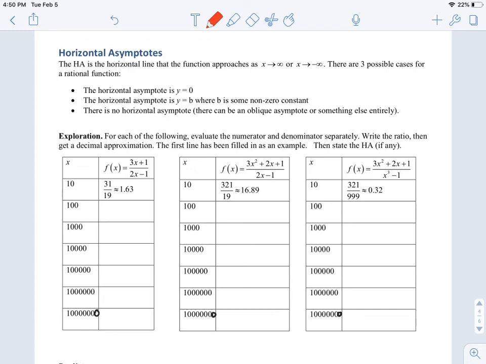And really what we want to pay attention to is what's happening to those numbers, what are they getting close to, but then what's the final number down here, and if we can guess at what that ratio will be, if it does in fact appear to be approaching a single number. So you can see the first example I plugged in 10. 3 times 10 is 30, plus 1 is 31. 2 times 10 is 20, minus 1 is 19. Evaluate the numerator and denominator separately and then divide, and we got about 1.63. You're going to do that for each one and then try to determine the asymptote. The rest of the notes, you can work through those on your own and look at the completed notes in Moodle for a guide.